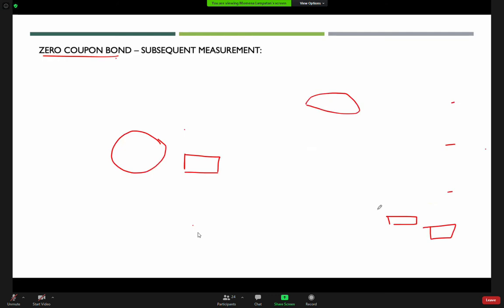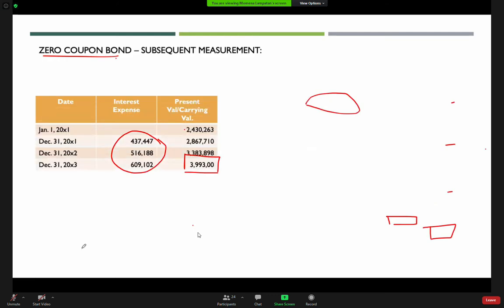Okay, walang tanong. Okay, let's have the amortization table for the zero coupon bond. So since wala tayong interest payment, kasi nga hindi tayo nagbabayad ng periodic interest, wala tayong makikitang interest payments dito sa ating table. So interest expense lang. So how are we going to compute for this interest expense? Carrying value times effective rate, that is interest expense.